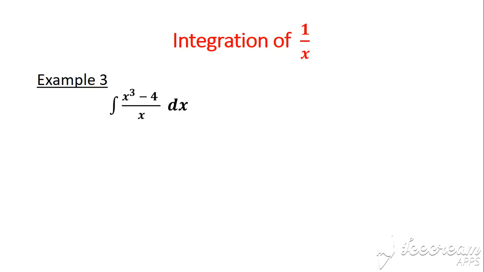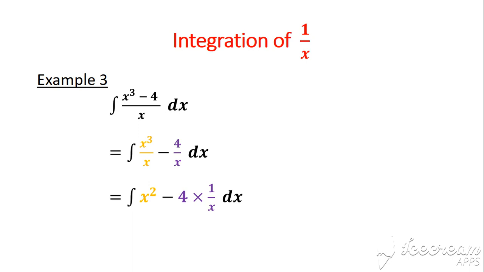All right, what about example 3? Let's integrate x cubed minus 4 all divided by x with respect to x. Well, here we go. We've got one thing on the bottom, so we're going to break it up into different fractions. We're going to break it up into x cubed over x and minus 4 over x. Now, the x cubed over x will simplify to x squared, because we cancel one of the x's on the top and bottom. And the minus 4 over x, we're going to break up into 4 times 1 over x.